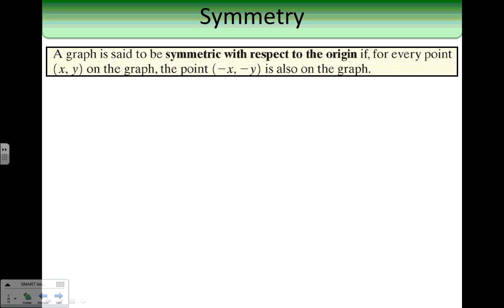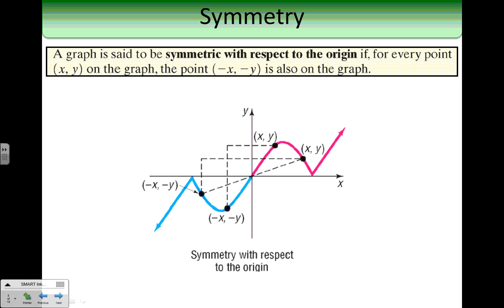The last bit of symmetry that we'll talk about is if a graph is symmetric with respect to the origin. For every point (x, y) on the graph, the point (negative x, negative y) is also on the graph. Here's a graph that would be an example of reflecting across the origin, because both of the coordinates of the points are going to be opposite. Basically, this point here first gets reflected over the y-axis, so that's why we have negative x. It also gets reflected over the x-axis, which gives us the negative y.